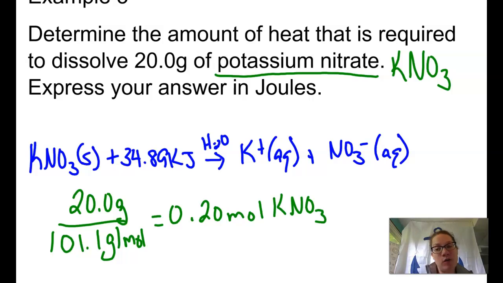But we need to round to a reasonable number of sig figs. So I rounded this to 0.20. I used 101.1 as my formula mass for KNO3. So if you got a different value, but it rounds to 0.20, you're fine. But I just wanted you to know that I'm going to use 0.20 for the rest of the problem. So you should use that if you're following along.